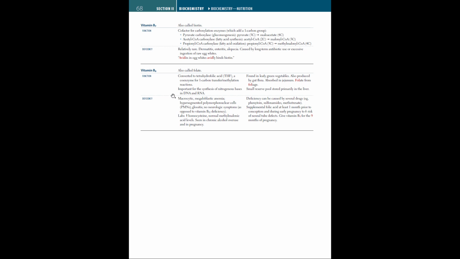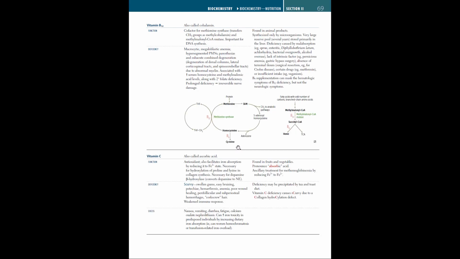Now, the deficiency of vitamin B9 can also be caused by several drugs, for example, phenytoin, sulfonamides, and methotrexate. Supplemental folic acid at least 1 month prior to conception and during early pregnancy leads to decreased risk of neural tube defects. So give vitamin B9 for the 9 months of pregnancy.